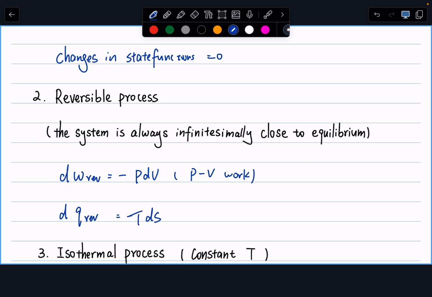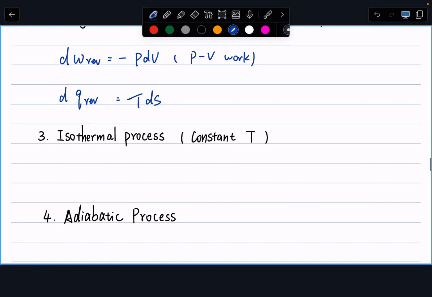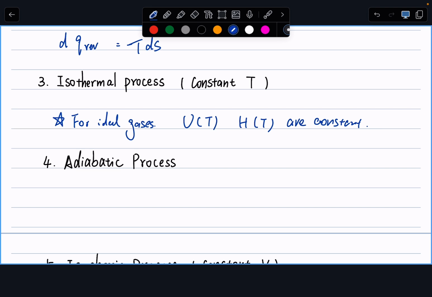All right, and then for the next one, we have isothermal processes. Isothermal means constant temperature. And for an ideal gas only, we know that the internal energy and enthalpy are constant. Next one is something you should know. For adiabatic processes, which thermodynamic quantity is something we know? Q, right? So dQ equals 0, Q equals 0.